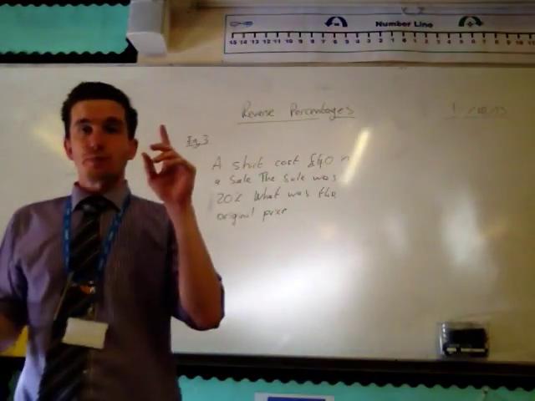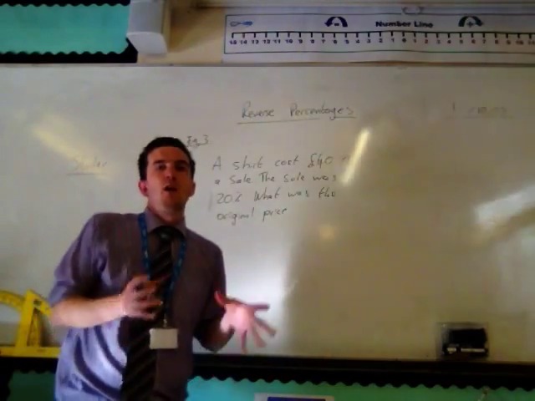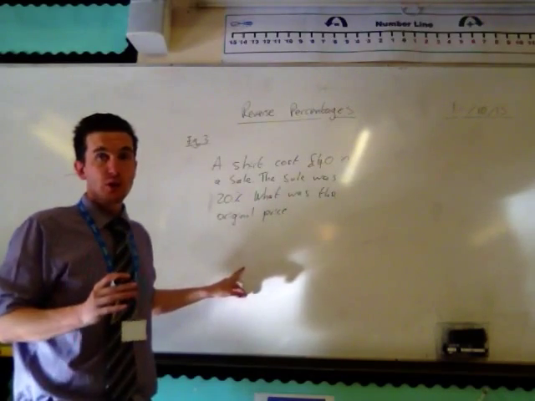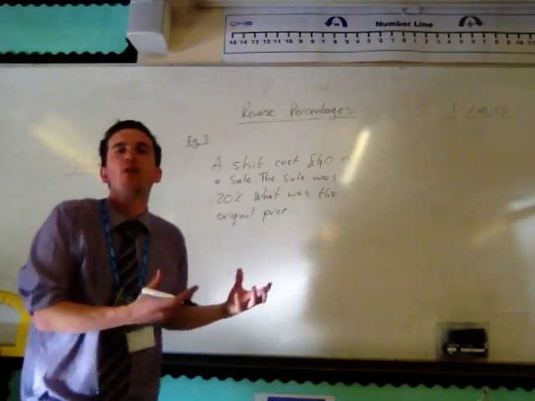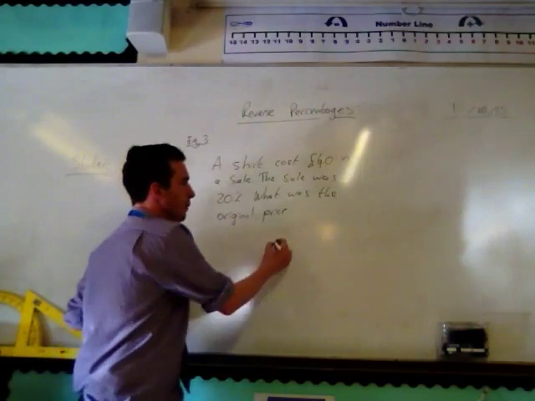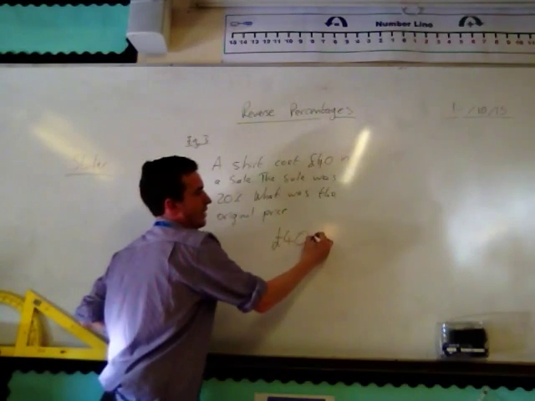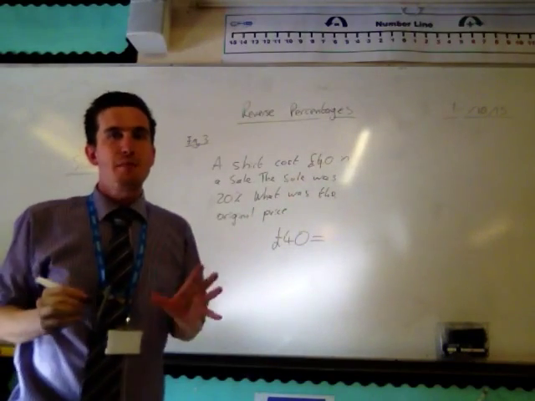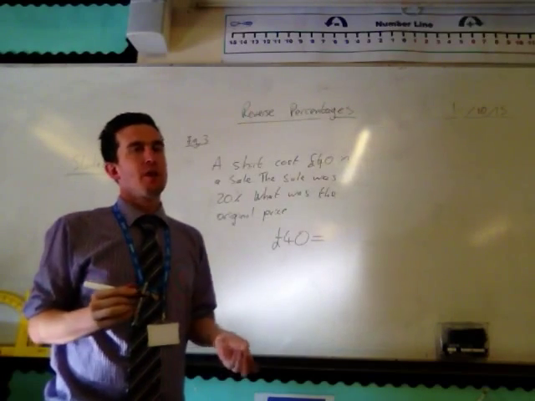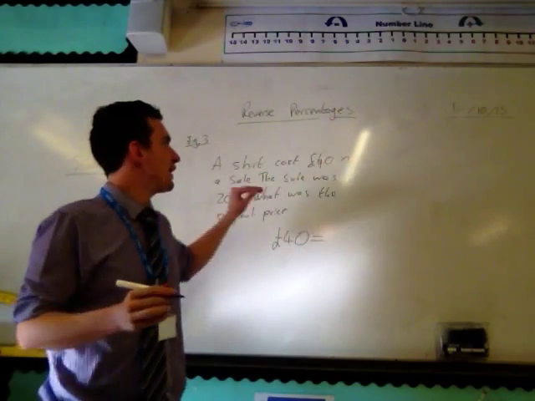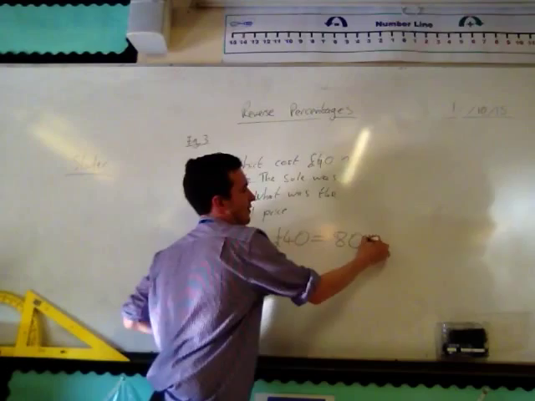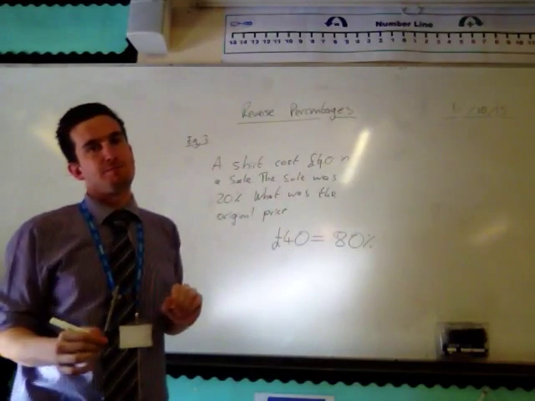Okay, so what we've got to think is, £40 is the sale price. It's been reduced. It doesn't say reduced, but when there's a sale, hopefully we all recognise that's when something's been taken off. So £40 is the same as 80% of our original value, because our original value was 100%. We've taken away 20% and got 80%, and that's what the price is. So £40 is 80%.